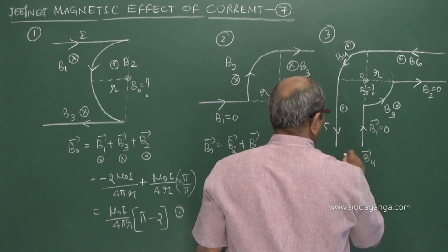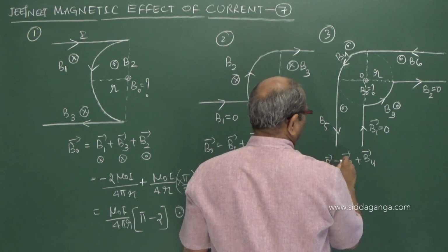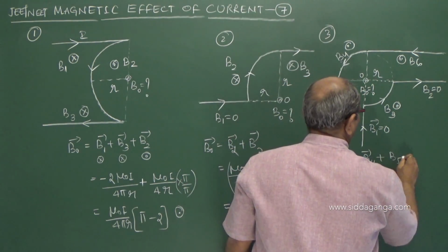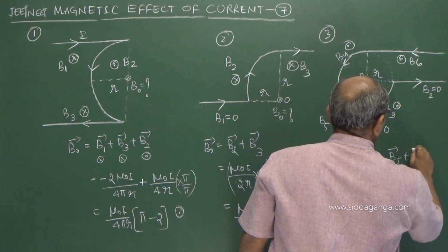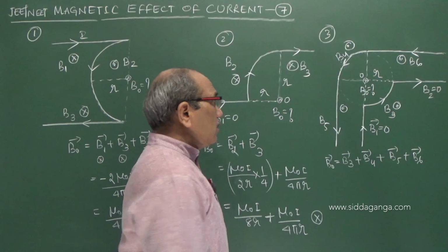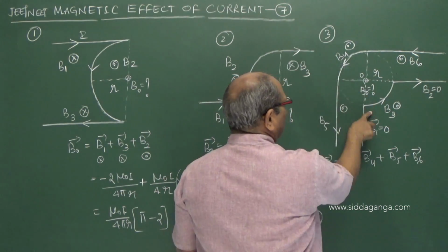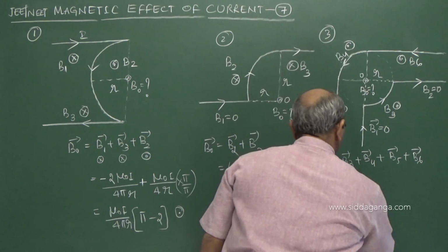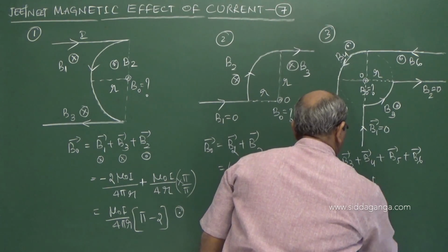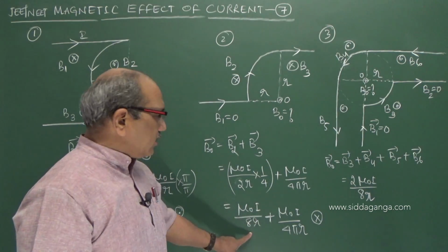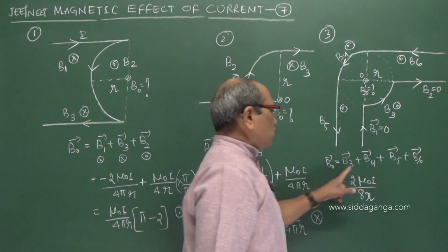B3 plus B4 at B0 if you want the field, and the straight line portions B5 plus B6, all are outward field giving at the center. But these two are 1/8 of the portion, as we determined here, the quarter portion. I take 2 times mu naught I by 8R. Each one is mu naught I by 8R, 2 times both.